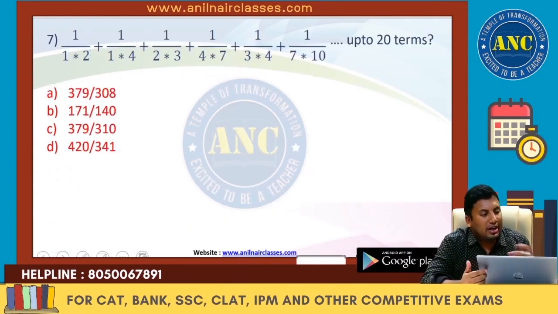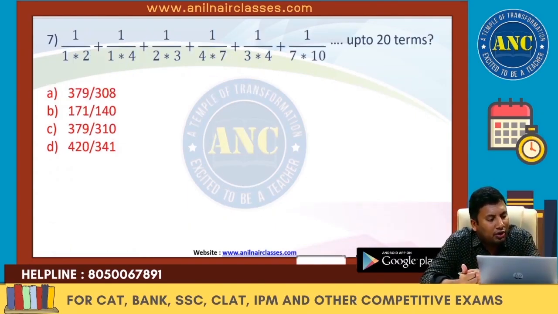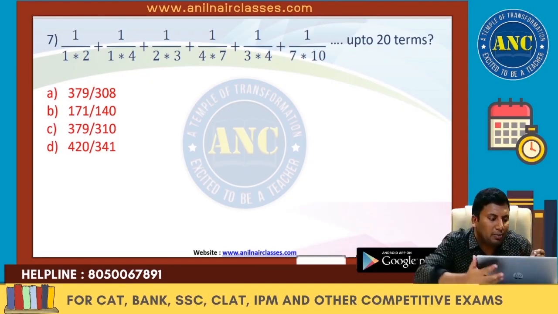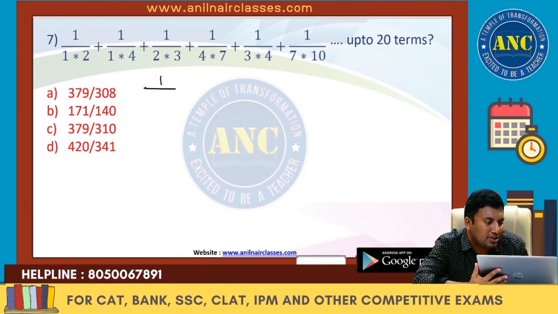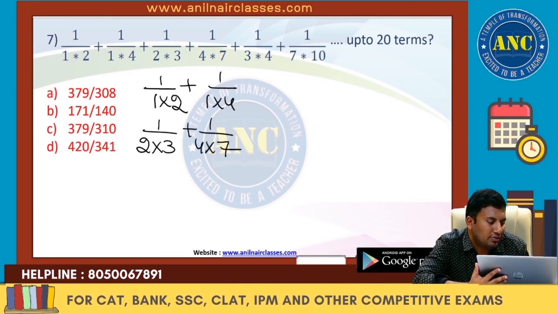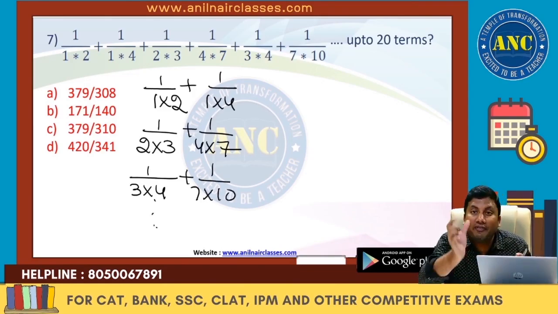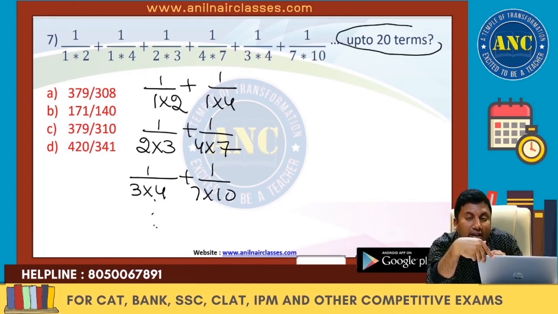Now, next one, 1 by 2 into 1 by 4, and so on up to 1 by 2 into 3, 1 by 4 into 7 and so on up to 20 terms. Now, there are doublets. I will write the question like this: 1 by 1 into 2, 1 by 1 into 4, 1 by 2 into 3, 1 by 4 into 7, 1 by 3 into 4, 1 by 7 into 10, like that. If I take a doublet, total 20 terms are there.